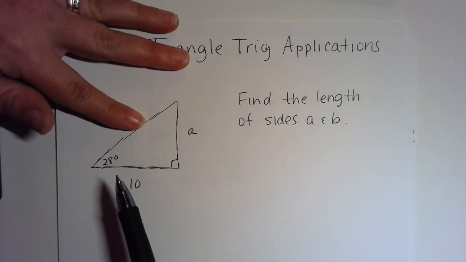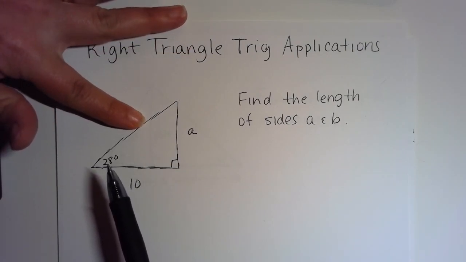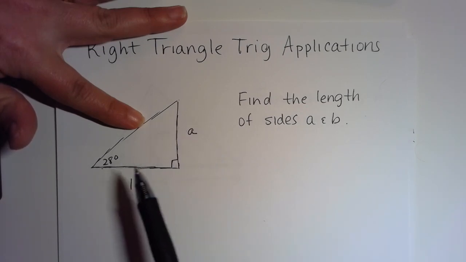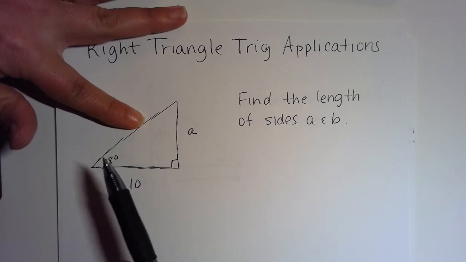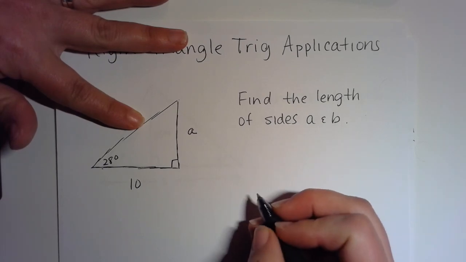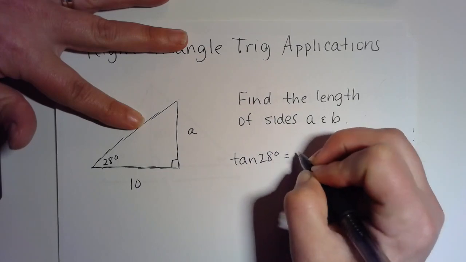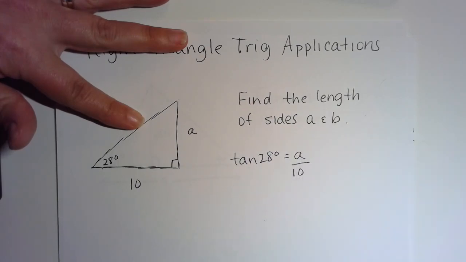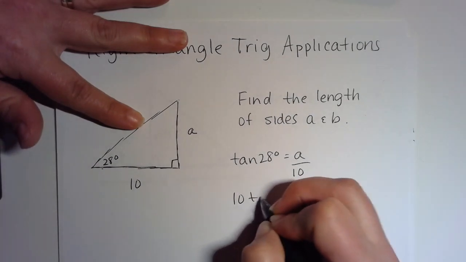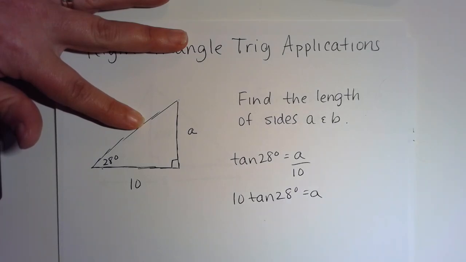So we want to find a trig function that basically relates this angle with its opposite side, A, and 10 is its adjacent side. So the trig function that relates both of those would be tangent. And so we know that the tangent of 28 degrees is A over 10. So if I'm solving for A, I multiply both sides by 10, and I get 10 tangent of 28 degrees equals A. And then I can put that in my calculator.